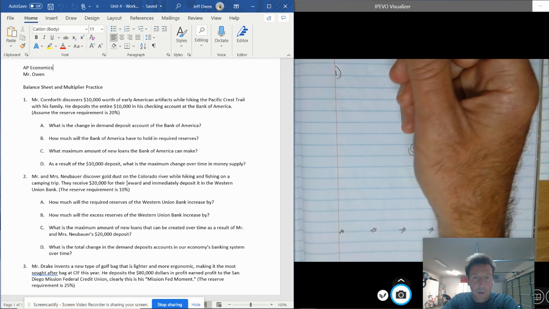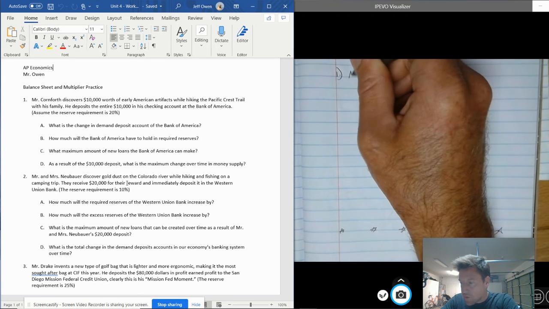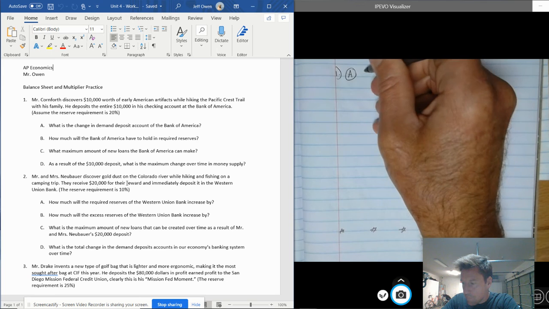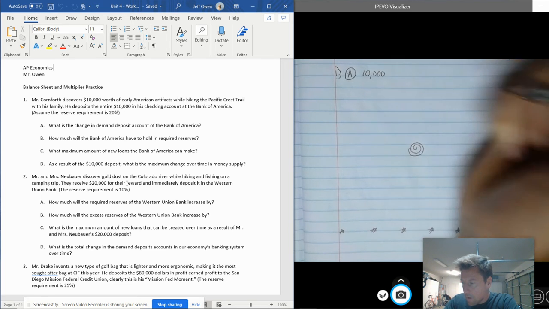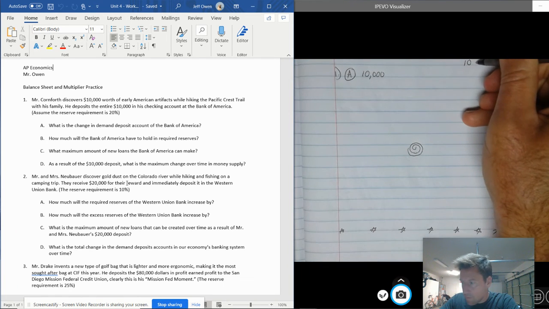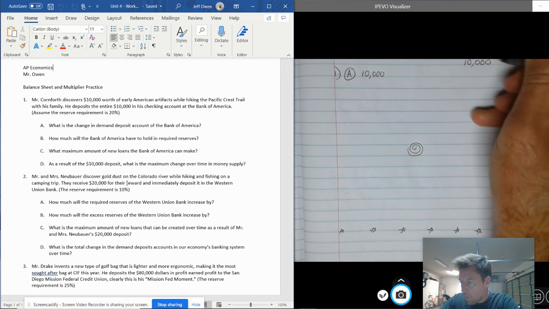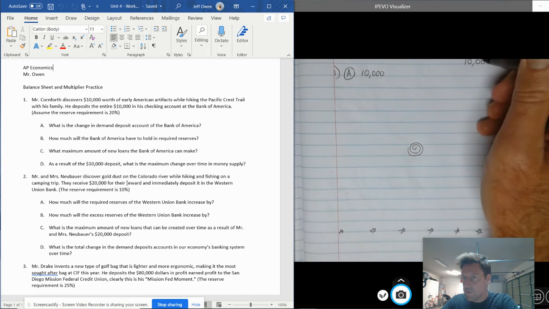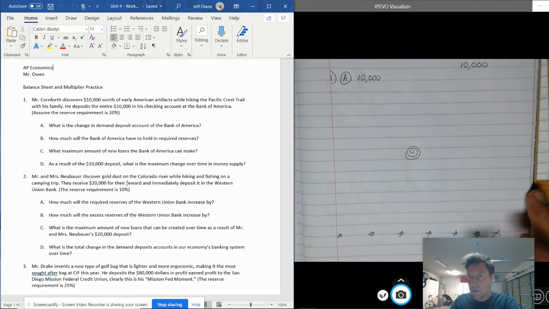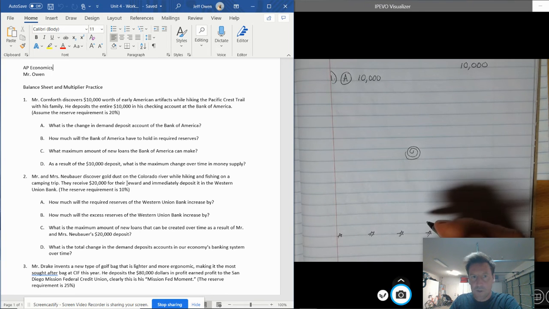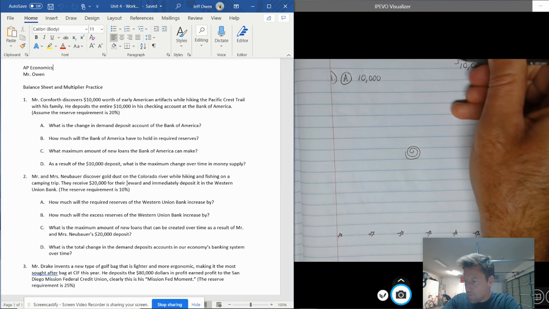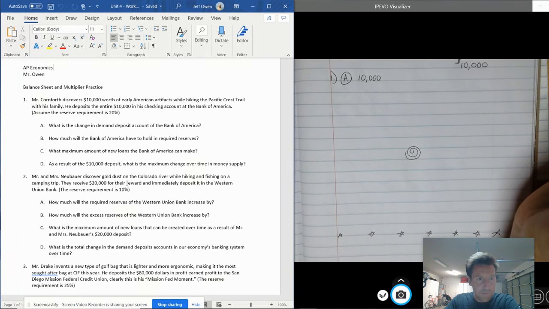Well, demand deposit, part A is just going to be 10,000 bucks because he took that 10,000 worth of early American artifacts and dumped it into his checkable deposit account. Nothing gets held back in the checkable deposit account. So that one's simple. That's just $10,000.